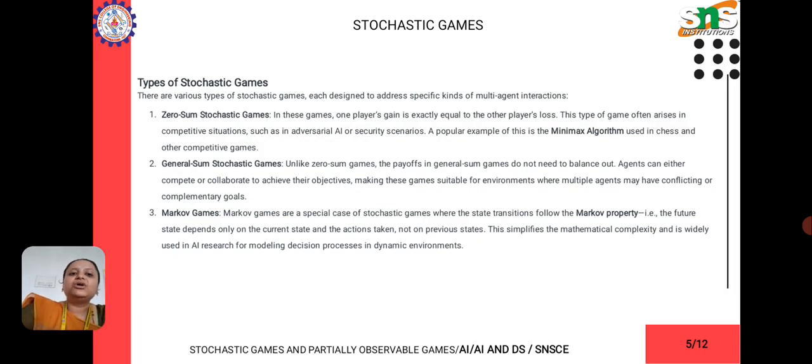Now what are Markov games? Markov games are special cases of stochastic games where state transitions follow the Markov property. What is the Markov property? The future state depends only on the current state and the action taken, not on the previous states. We saw this in the belief state, right? Each and every action takes the current state as its basis, so it is related to the belief state.